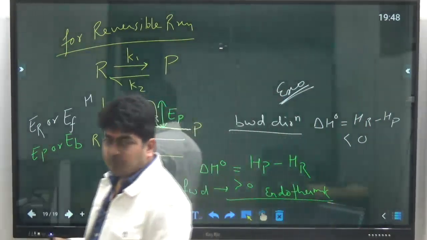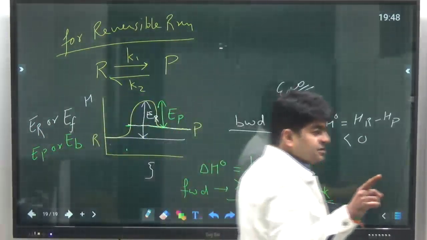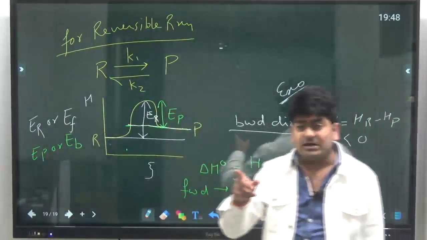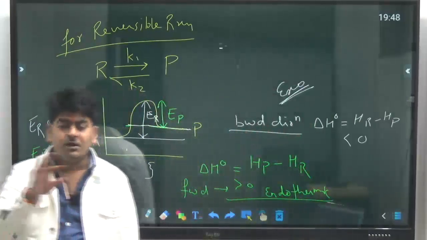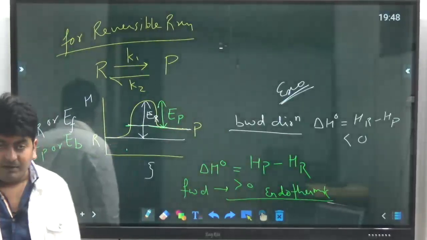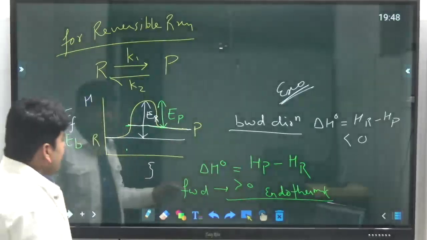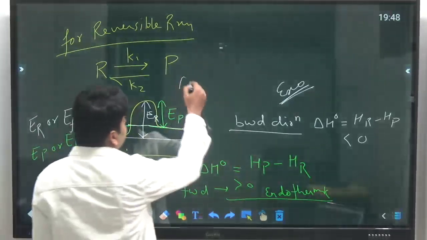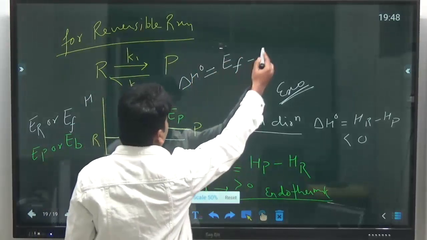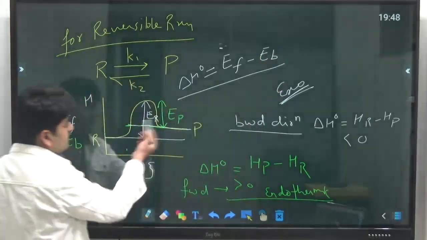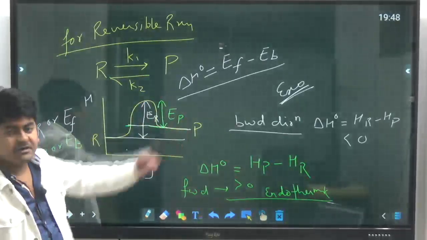So this is one important characteristic of reversible reaction which you should know: if reaction is endothermic in forward direction, then definitely it will be exothermic in backward direction, or vice versa. If it is exothermic in forward, then it will be endothermic in backward. And you can see one more thing, standard heat of reaction will be EF minus EB, as you can see, ER minus EP. This difference will give us standard heat of reaction.